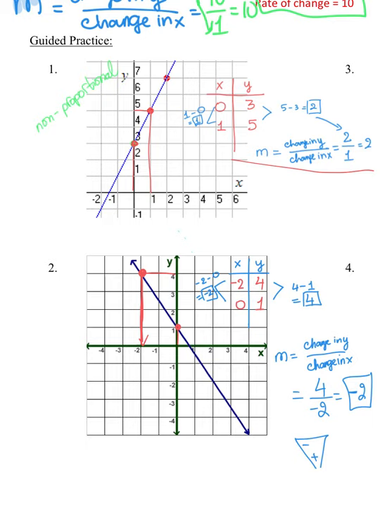And can you tell me this graph is proportional or non-proportional? Okay, we can tell the graph is proportional or non-proportional by looking at the origin. So this linear line right here does not cross the origin. So this graph is also non-proportional.